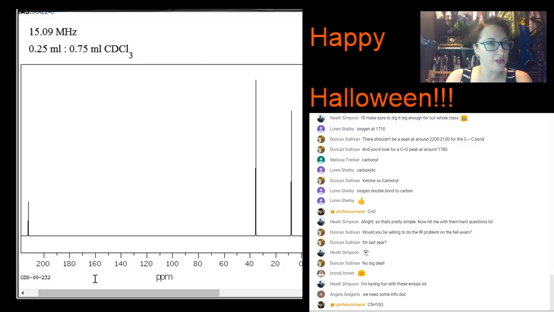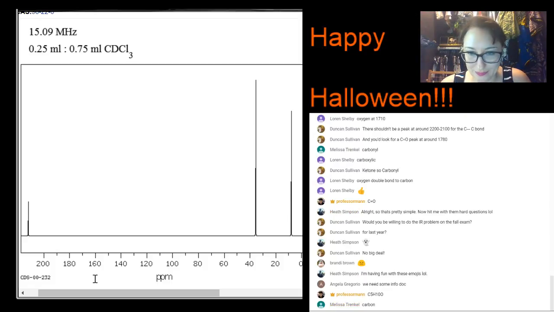And am I looking at carbon or am I looking at proton NMR? Thank you, Melissa. That is correct. You can tell because proton NMR doesn't go from 0 to 200 and something, right? You know this.